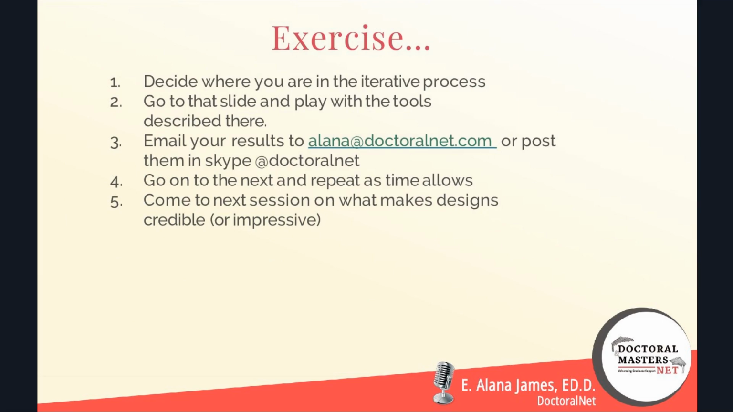So I'm going to leave it up to the people in the room, and we'll see whether or not any more have come in on WooClap. But there is this exercise. If you wanted to decide where you were in the process, go to that slide. You've been given the slides, and play with the tools described there. And then you can come back to me. No longer can you post them to Skype and DoctoralNet, but you can post them to me at my email address and go through the rest. I'm happy to help people who attend this particular session.